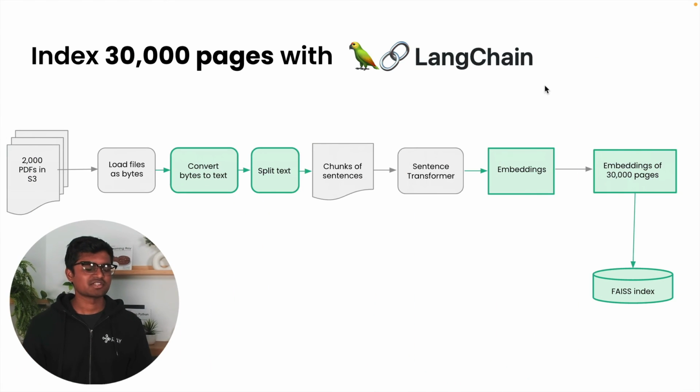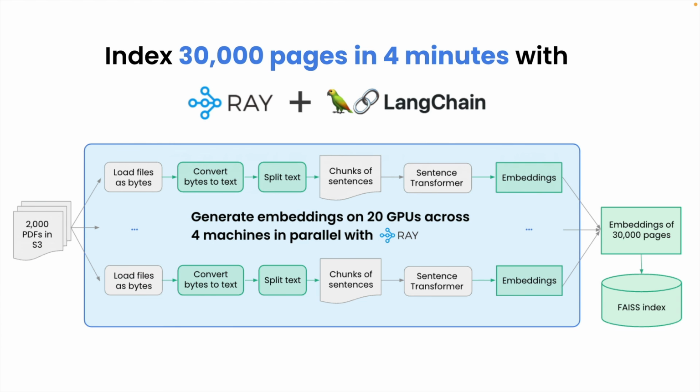So just to recap what we talked about, using LangChain makes it very easy to generate embeddings from PDF documents. But in order to develop and move quickly, especially with large amounts of data, you need a way to scale this out and to parallelize it effectively. And that's what we're doing with Ray. So overall, with Ray and LangChain together, we can index 30,000 pages in 4 minutes.